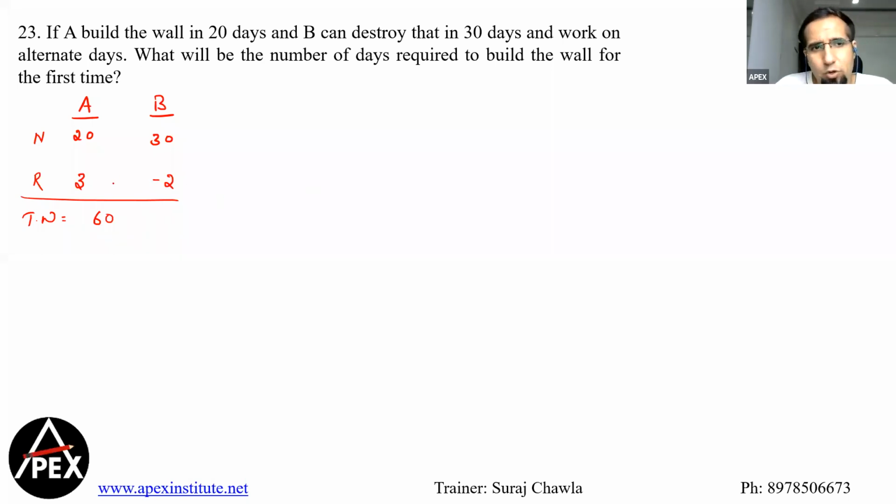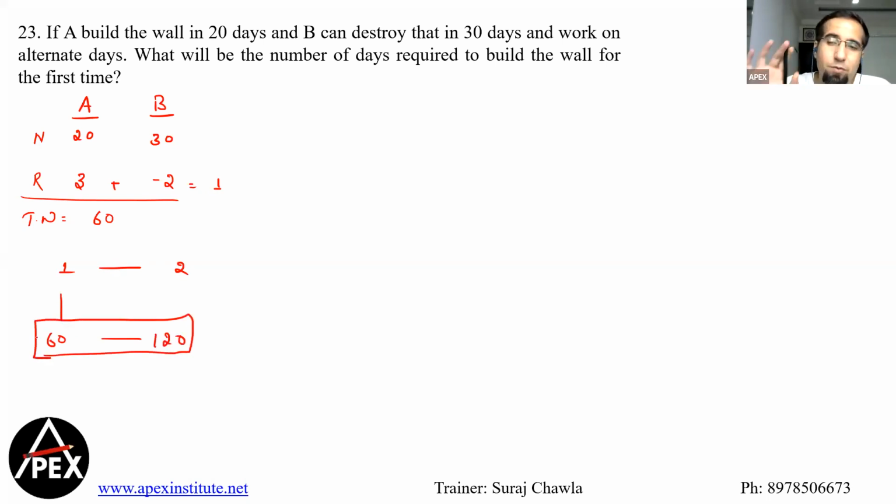Now, what is happening here? You guys would have been thinking on the same lines. 1 unit in 2 days. So therefore 60 units in 120 days. First of all, 60 is definitely wrong. Even if you are giving 120, I might give you some grace marks. But 120 is also wrong.